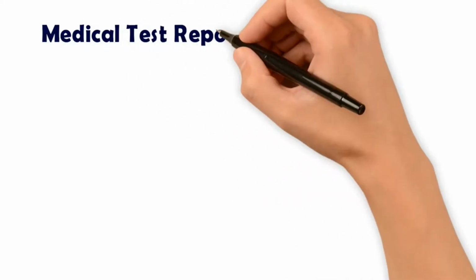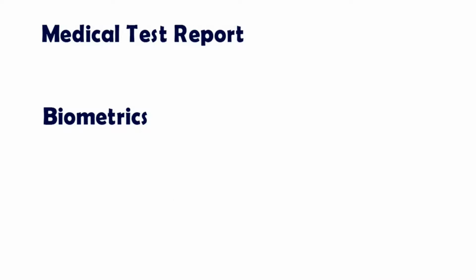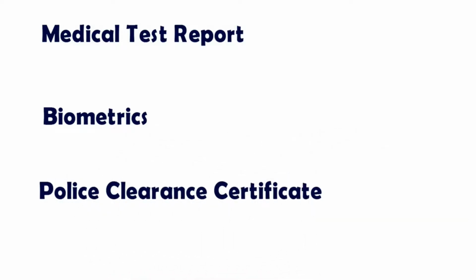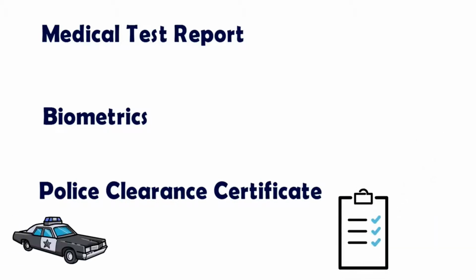During document submission, you will also be providing the medical test report, biometrics, and police clearance certificate from the country of residence or any country that you have lived in for 6 months or more in the past 10 years after 18 years of age. The cost of a police clearance certificate varies depending upon the country of residence. For India, it is around 500 Indian rupees, which is around $10 Canadian.